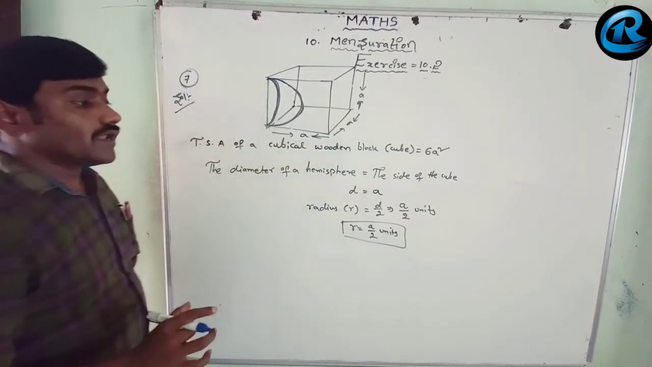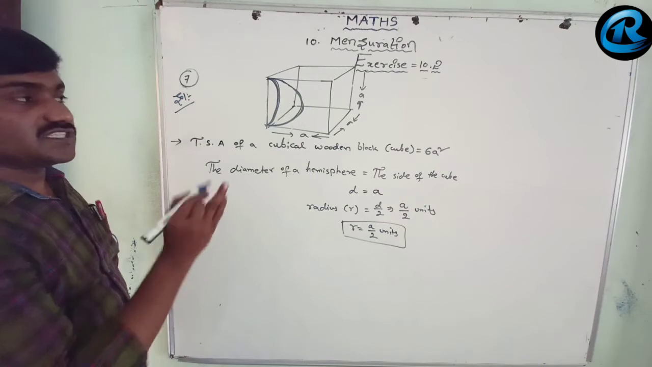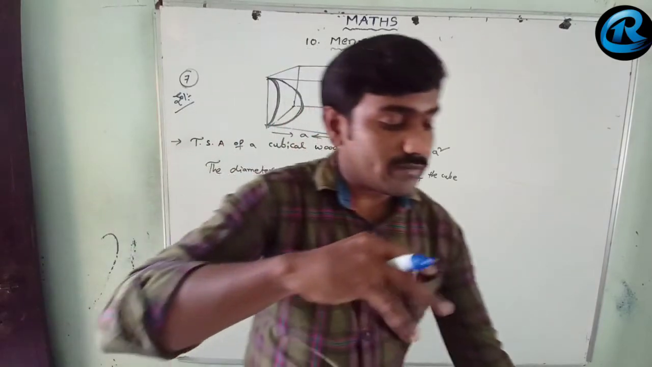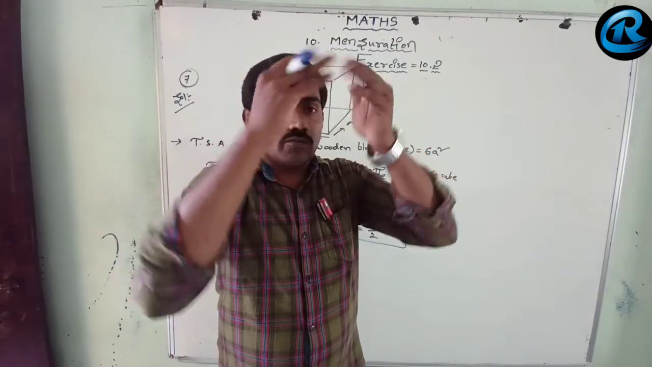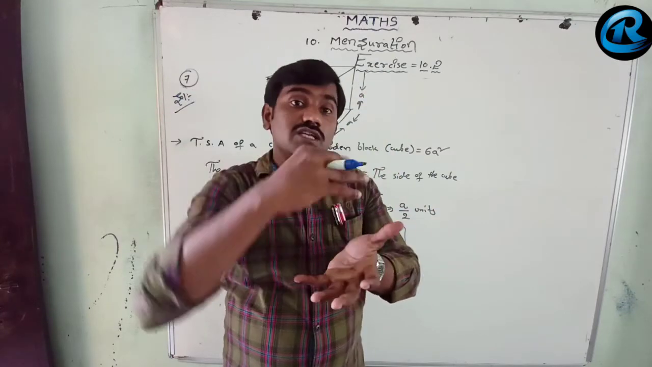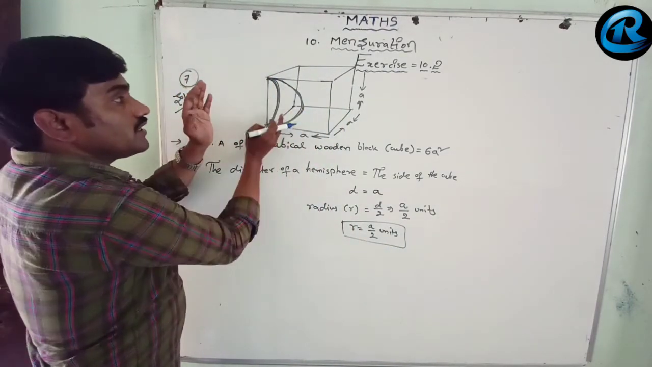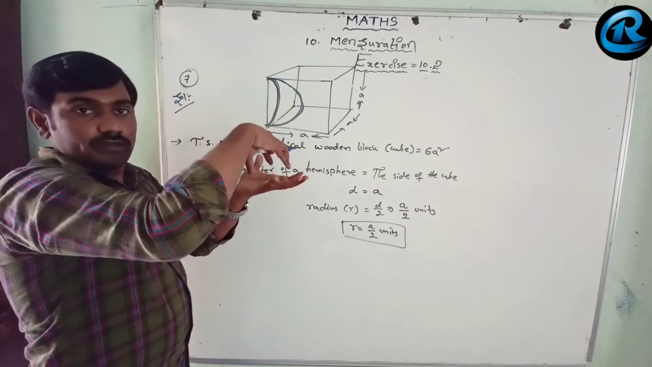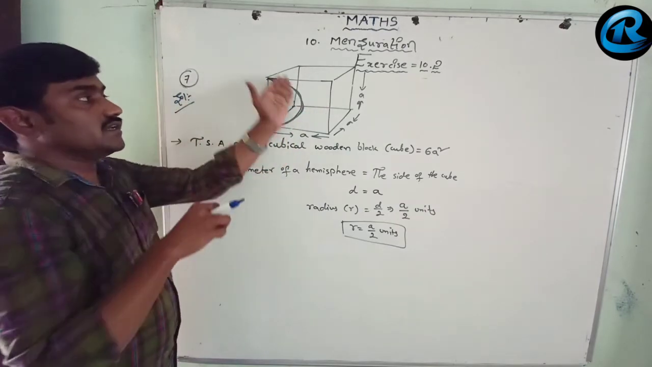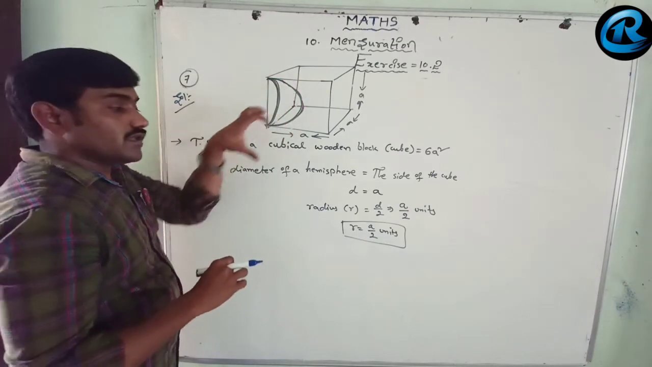Okay, that is the r value. Now, the total surface area of the cubical wooden block is 6a square. Now the curved surface area of the hemisphere. When we remove a hemisphere from a wooden block, the hemispherical shape remains in the block, so its curved surface area also has to be added here.